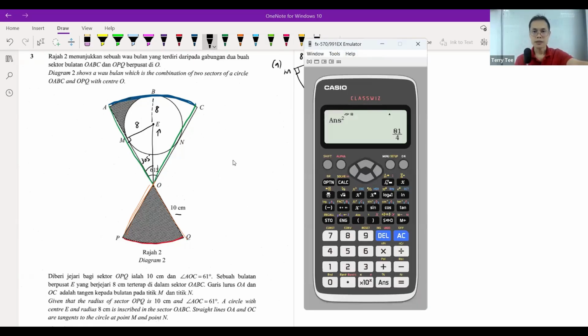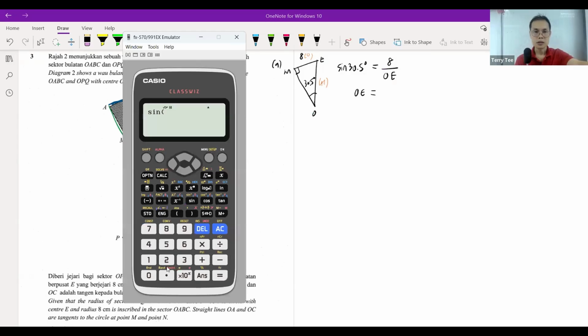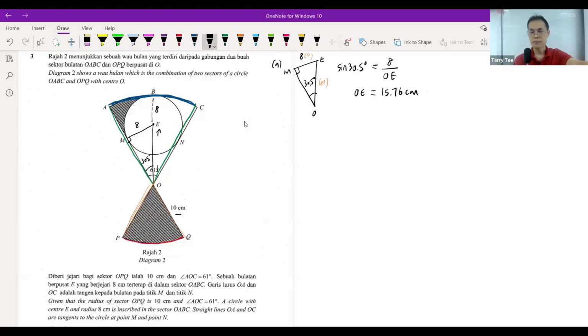So sine 30.5, right? You bring it down, OE goes up. Maybe I would just take 8 divided by this answer, 15.76. Yeah, OE is 15.76. All right. Once you got your OE, we can find your OB.